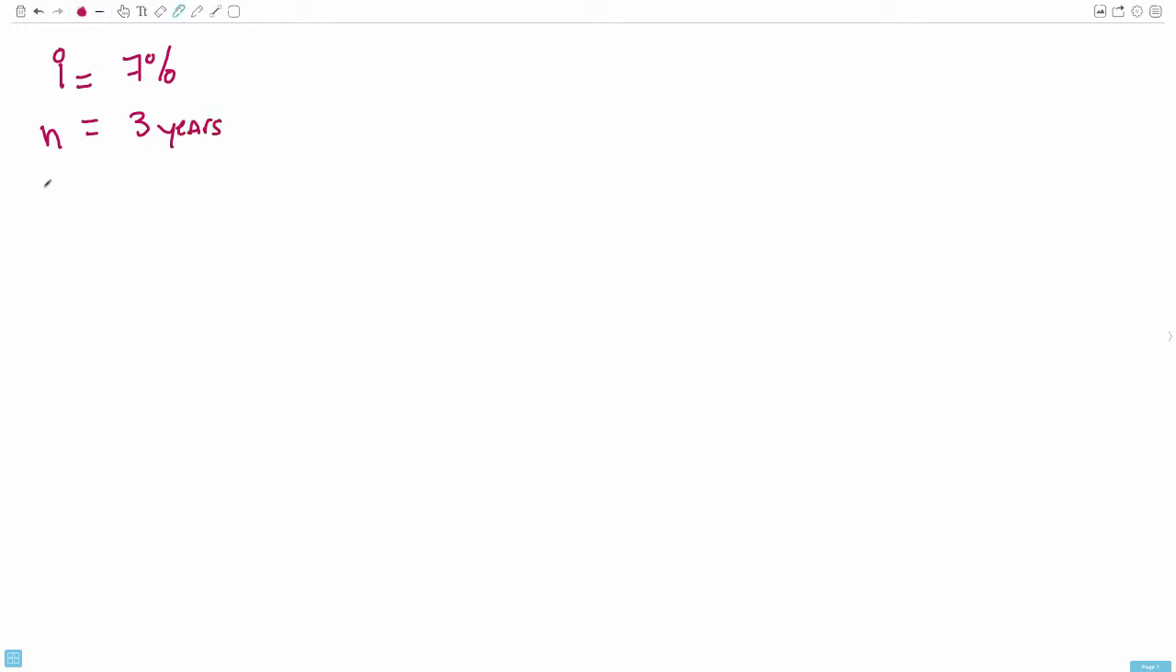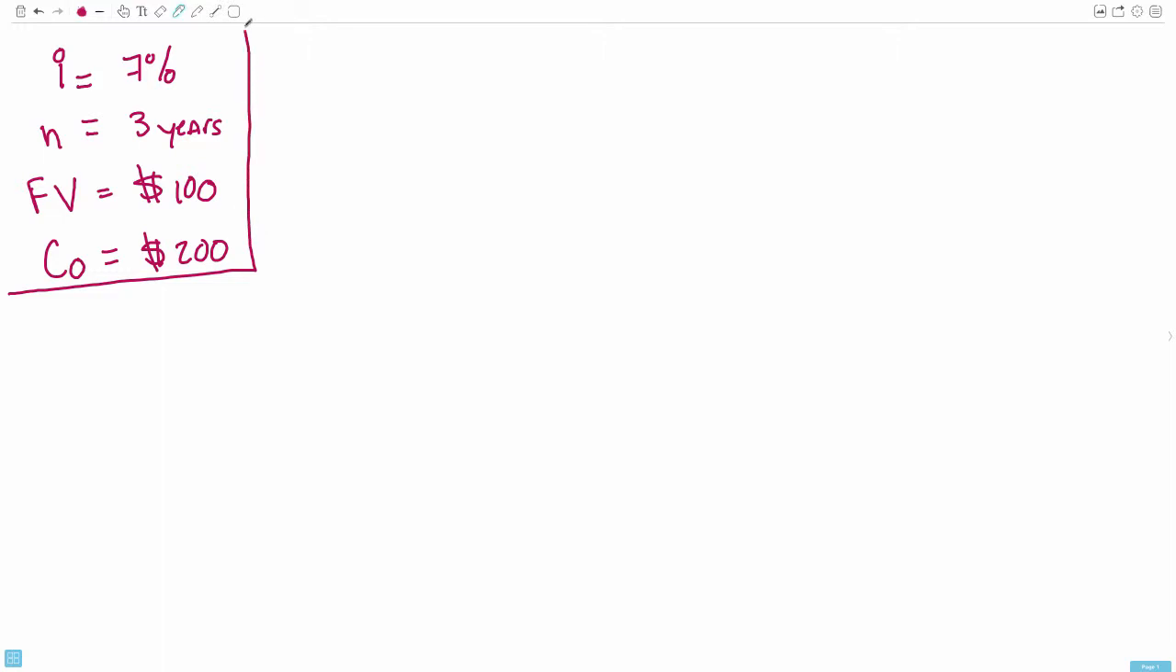I am going to assume a future value FV of $100, which is the amount that you're expecting to receive in the future as benefits, as payments. And I am going to assume a total cost today at time zero of $200. So these are the basic parameters that we are going to be working on for these calculations.